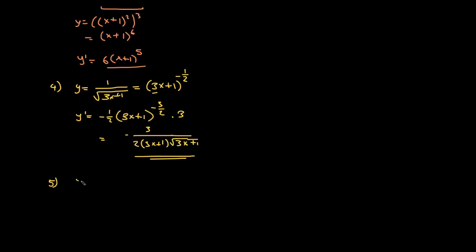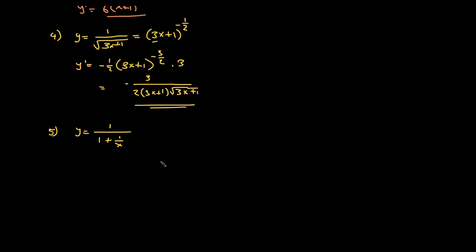Let's copy this. 1 divided by... Alright, so I'm thinking we can do this one of two ways. Either we can say that this is just 1 plus 1 over x to the negative 1 and apply the chain rule, or I can say that if I multiply both the top part and the bottom part by x, I get x divided by x plus 1. And I think I'll go with that part and use the quotient rule actually. Yeah, let's go with that.